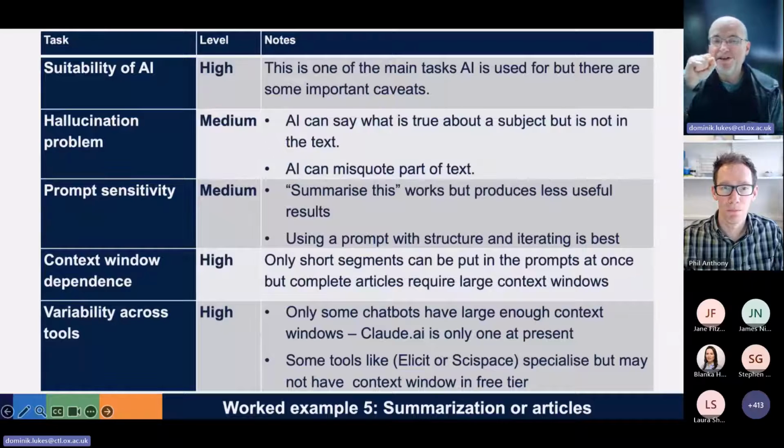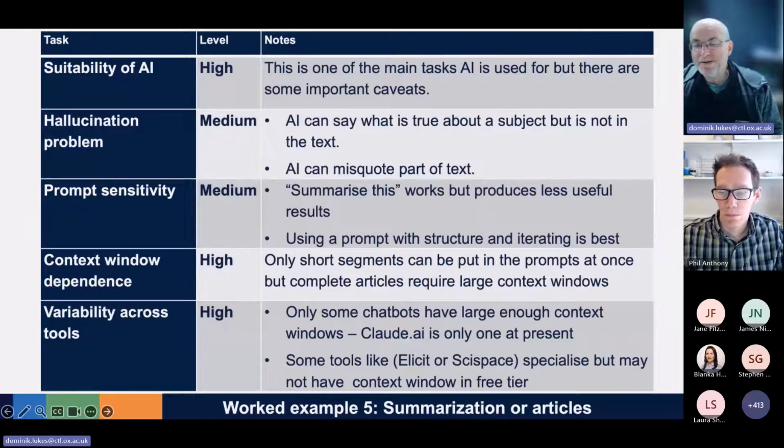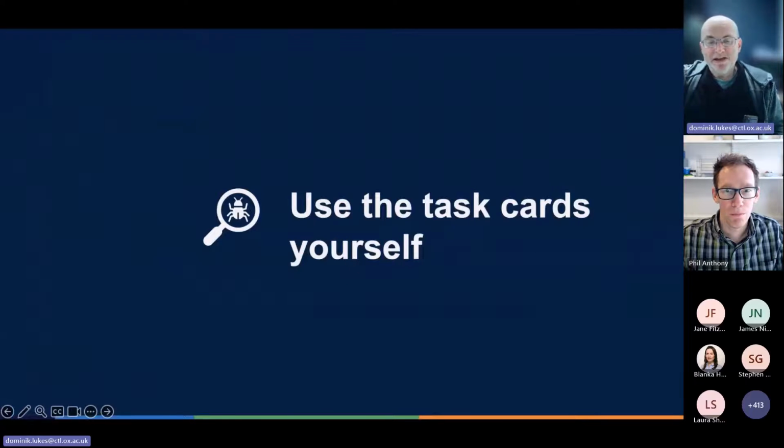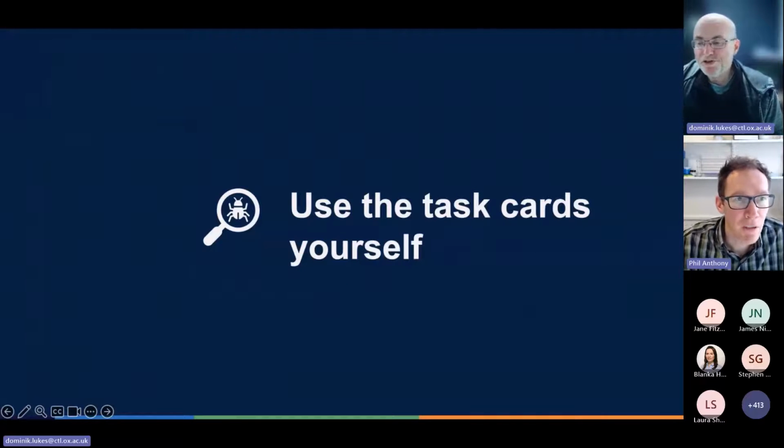So the dependence on the variability across tools is quite high. Some chatbots don't quite summarize papers. Some tools like Elicit and SciSpace may specialize, but not have the context window in the free tier. So that's kind of the example. So you can feel free to use these.